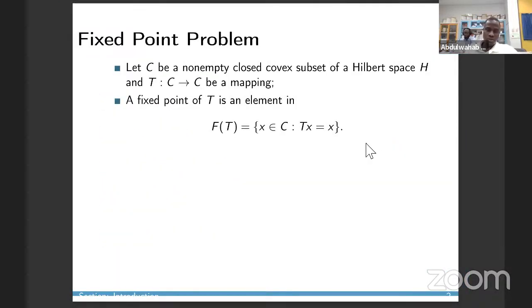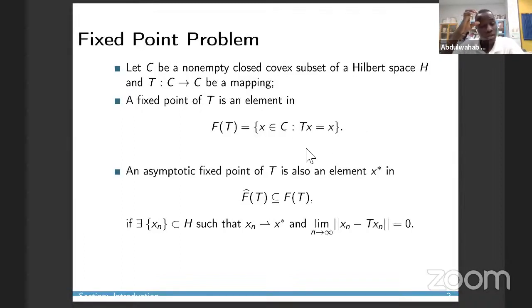The first problem is the problem of finding a point in the domain of a map T satisfying the condition given in the set F of T, known as a fixed point problem, which is a very important problem since various problems in real world applications can be expressed as a fixed point problem. Next, we consider the notion of asymptotic fixed points of an operator, which is defined as a fixed point of an operator T if there exists an approximate fixed point sequence in the space converging weakly to that particular point. We can see from this inclusion relation that the set of asymptotic fixed points of any operator is a subset of the set of fixed points.